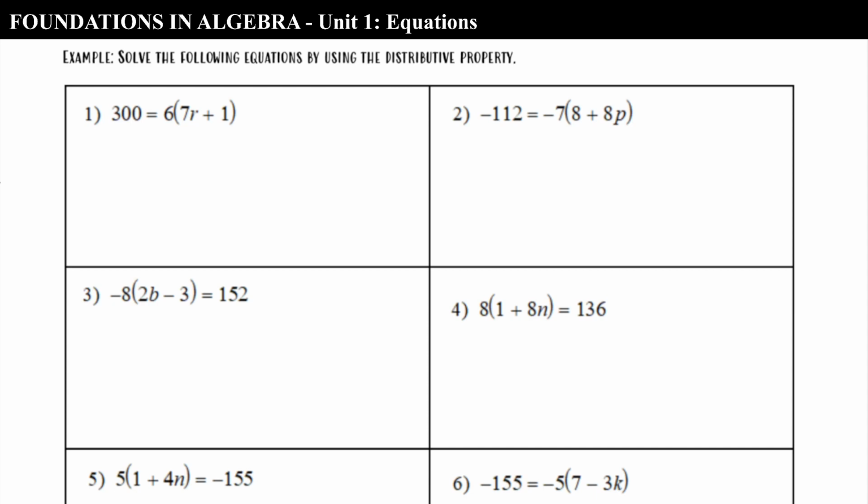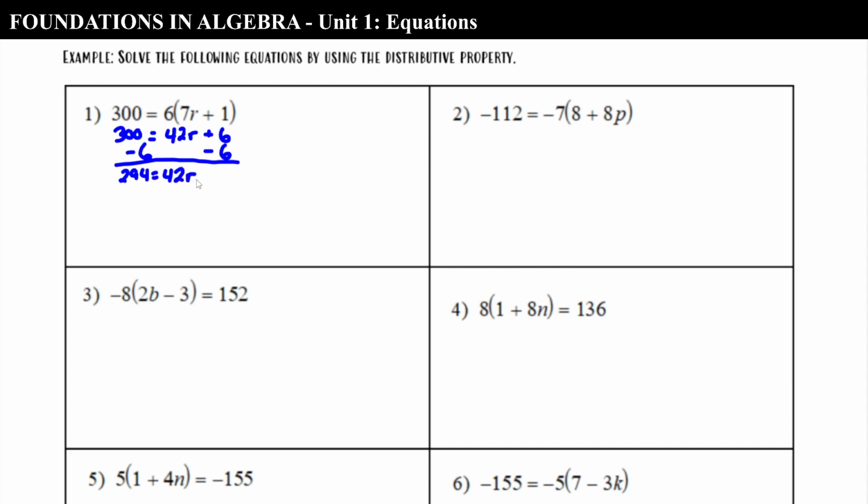So for number 1 here, we have 300 on this side, and we're going to distribute the right-hand side. So 6 times 7r gives us 42r, and then 6 times 1 gives us 6. Now we can subtract 6 from each side. We should be getting a little bit more comfortable with doing this. And you get 294 equals 42r.